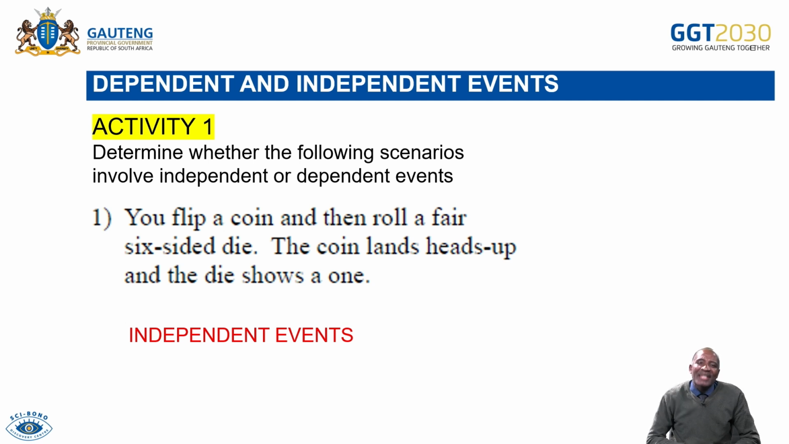I may obtain a 1 from my die. I may obtain a tail or a head from my coin. So if the coin gives a head up and the die gives a 1, those are independent events. They don't affect each other.